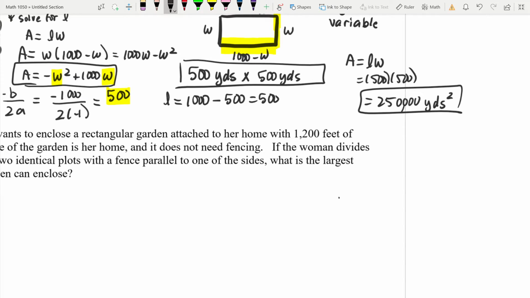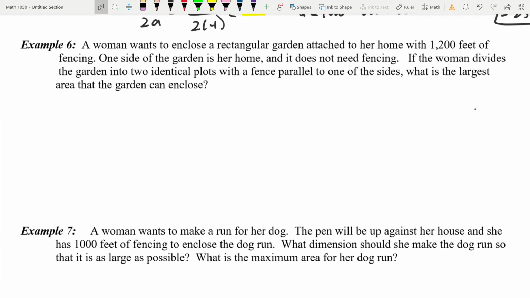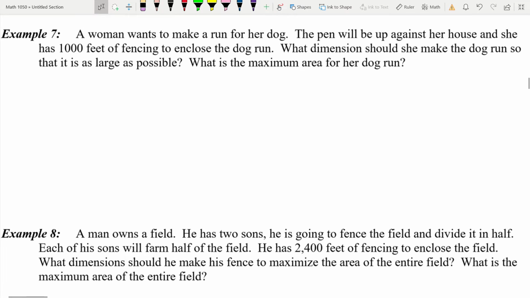Okay, let's do another one. Every problem gets a little bit tougher, just so you know. A woman wants to enclose a rectangular garden attached to her home with 1,200 feet of fencing. The side of the garden is her home and it does not need fencing. If the woman divides it into 2 identical plots, you know what, actually? I'm going to do 7 first and then I'm going to do 6. So I'm going to reorder these because I think 7 is easier than 6.